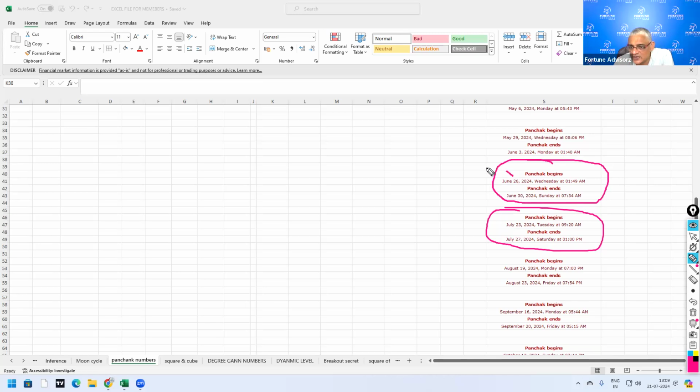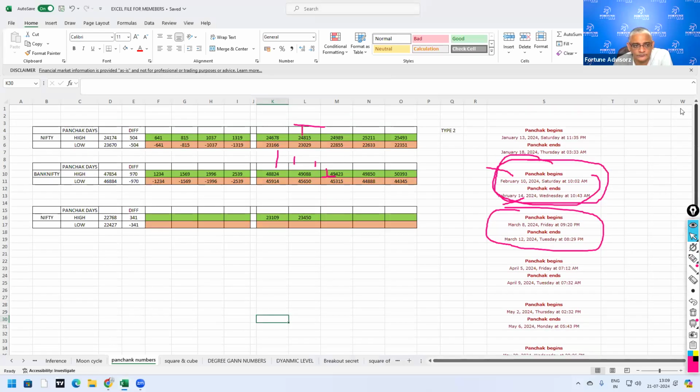Now, it says it starts on June 26 and ends on June 30. So what you need to do is take, within these 5 days, the highest high of Nifty. For example, this is the highest high. Then the lowest low of Nifty within those 5 days. This is the lowest low. Then you come and mark those high and low here. I've already marked them. This is the low and high of those 5 days. Once you mark these two, the difference between them is 504 points, the 5 days high and the 5 days low.